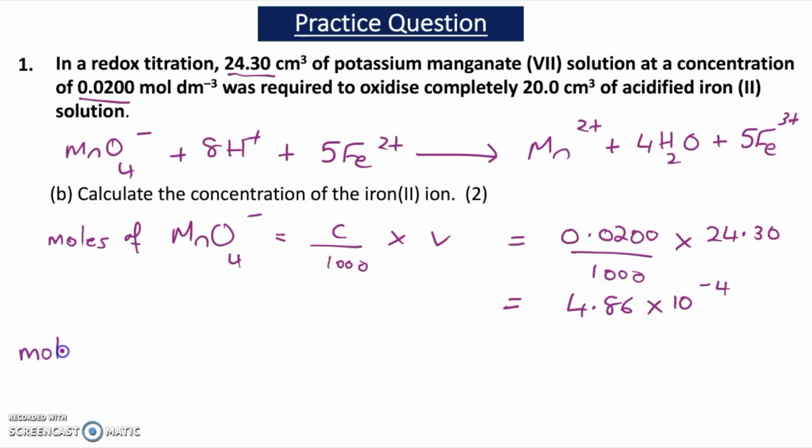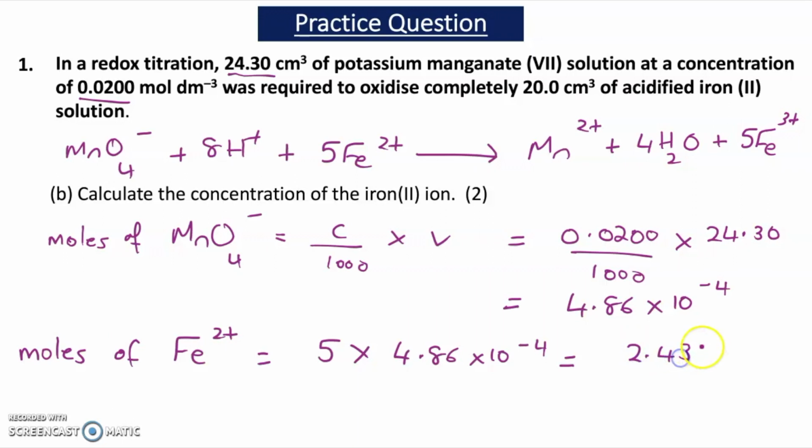MnO4 1-. Now, to work out the moles of iron 2, you just use the equation that we've produced in part A. And you do this because you need to know the ratio of manganate 7 to Fe2+. And you can see it's a 1 to 5 ratio. So all I need to do to work out the moles of Fe2+ is multiply the moles of MnO4- by 5. And if you do this, you get a value of 2.43 times 10 to the minus 3. So that's the moles of Fe2+.